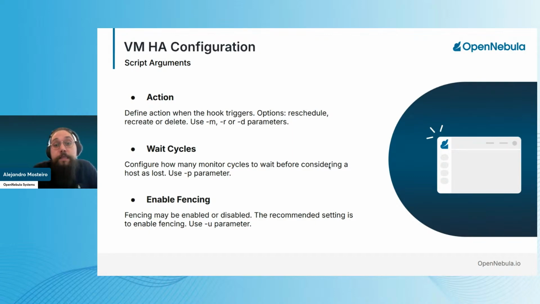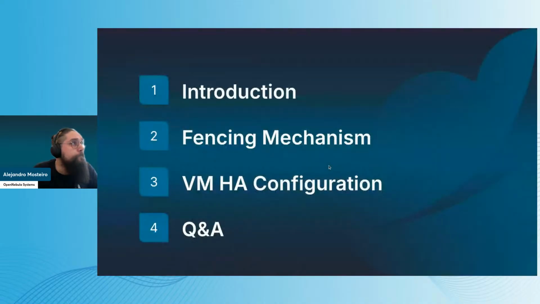Finally, we need to enable the fencing, which in the script has some parameters to enable this. And then we need to create the command to be issued to the IPMI of the server when the host is down. So normally what we do is we issue a power off command to the server. Then, well, I think this is the basic VM HA configuration that we need to follow.